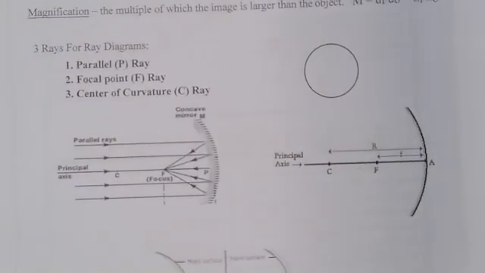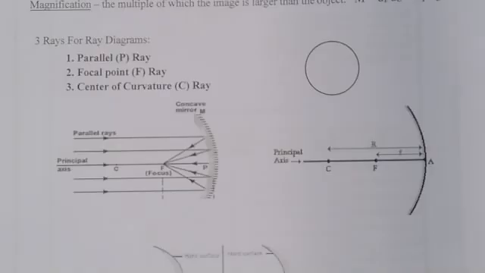In this lesson, we are going to talk about curved mirrors and ray diagrams, which are going to be used to find the image of an object that is placed somewhere in front of our mirror.